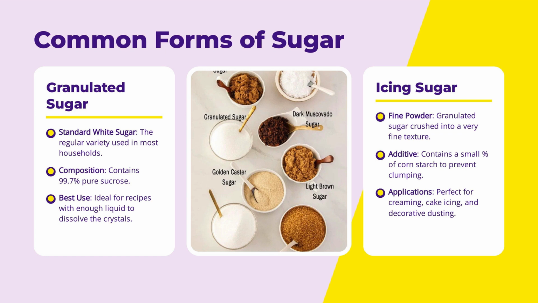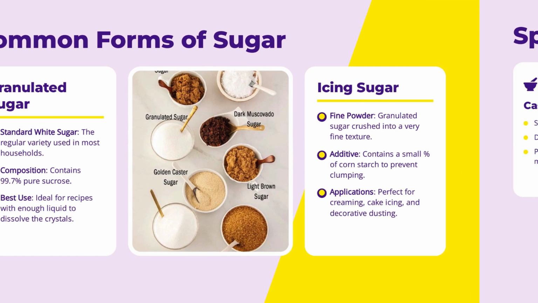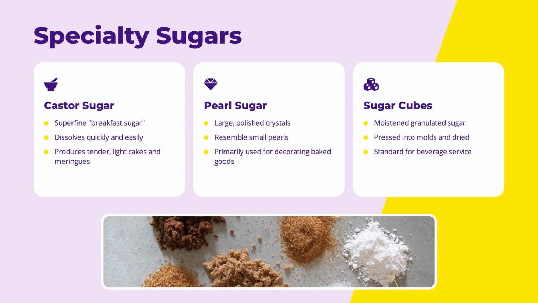The image on the slide also compares different forms of sugar, allowing us to observe differences in particle size and appearance. Just like coarse and fine sand behave differently, different sugar particle sizes also influence the texture and appearance of bakery products. Moving further, let us understand some specialty sugars that are designed for specific bakery applications.